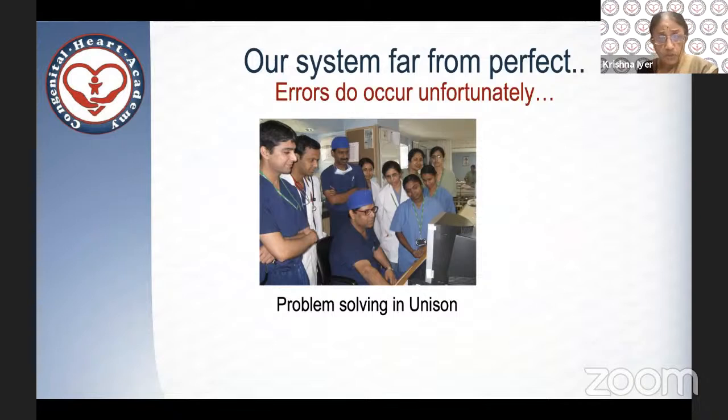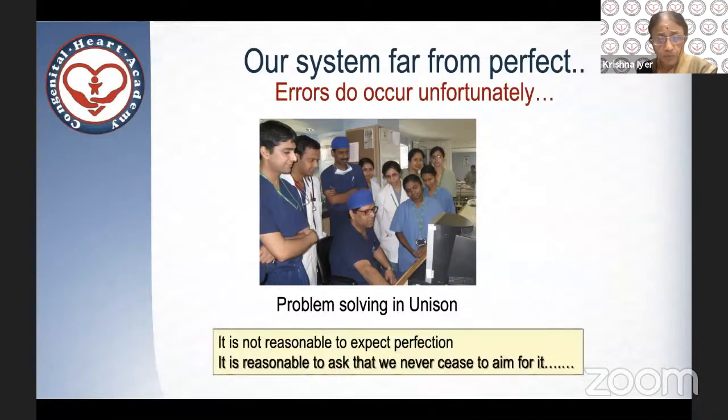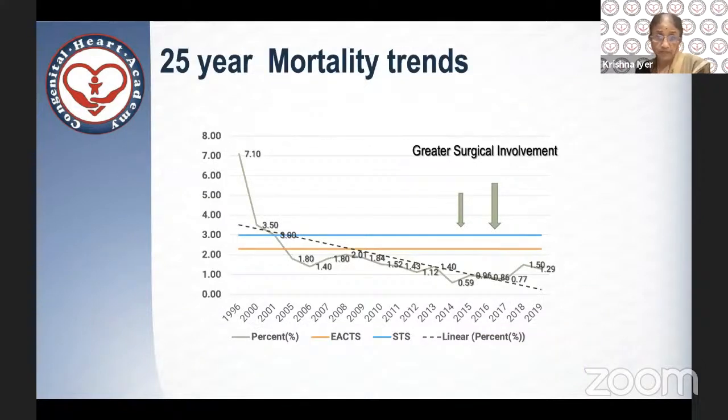So then it's important to have a system where you solve problems in unison. It is not reasonable to expect perfection, especially in our part of the world, but it is very reasonable to ask that we never cease to aim for it. And that is what we encourage and support, that you struggle to try and achieve perfection, if nothing else.